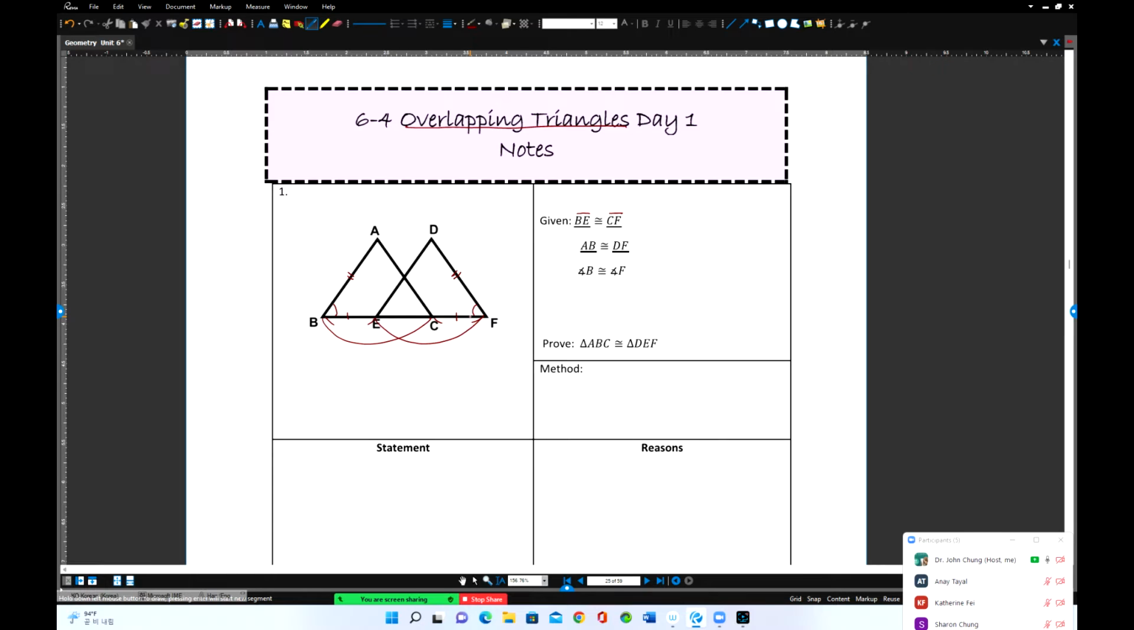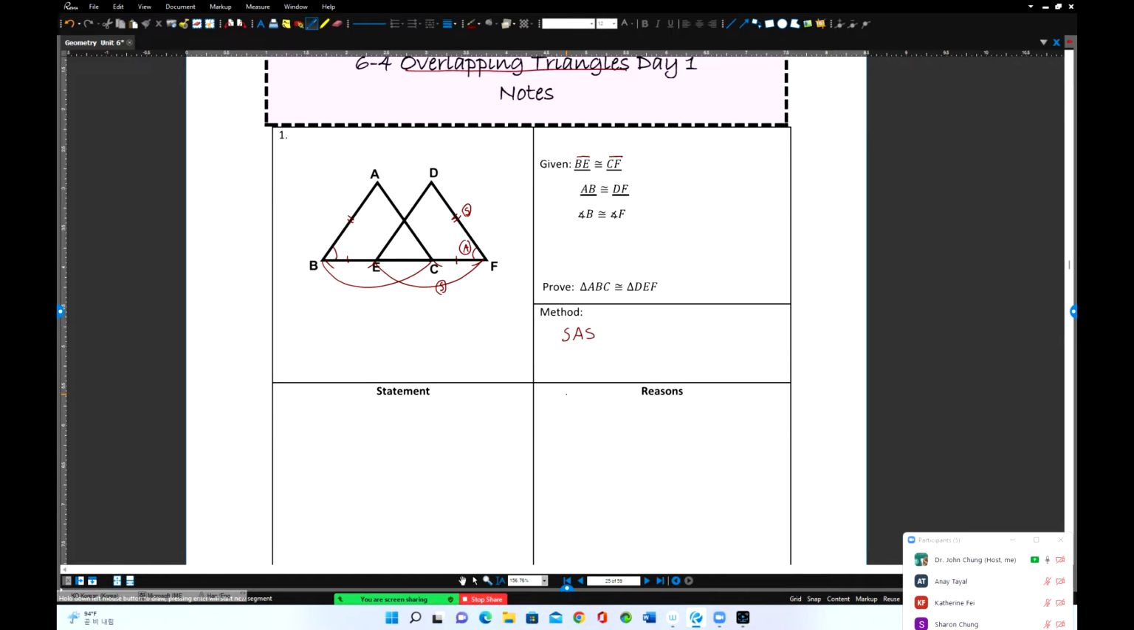The method is what? This is side, this is the angle for the given, this is another side. To prove triangles, the method will be side, angle, side. That's right. Yeah, it's gonna be side, angle, side. Now prove this one. The first, the given over here.